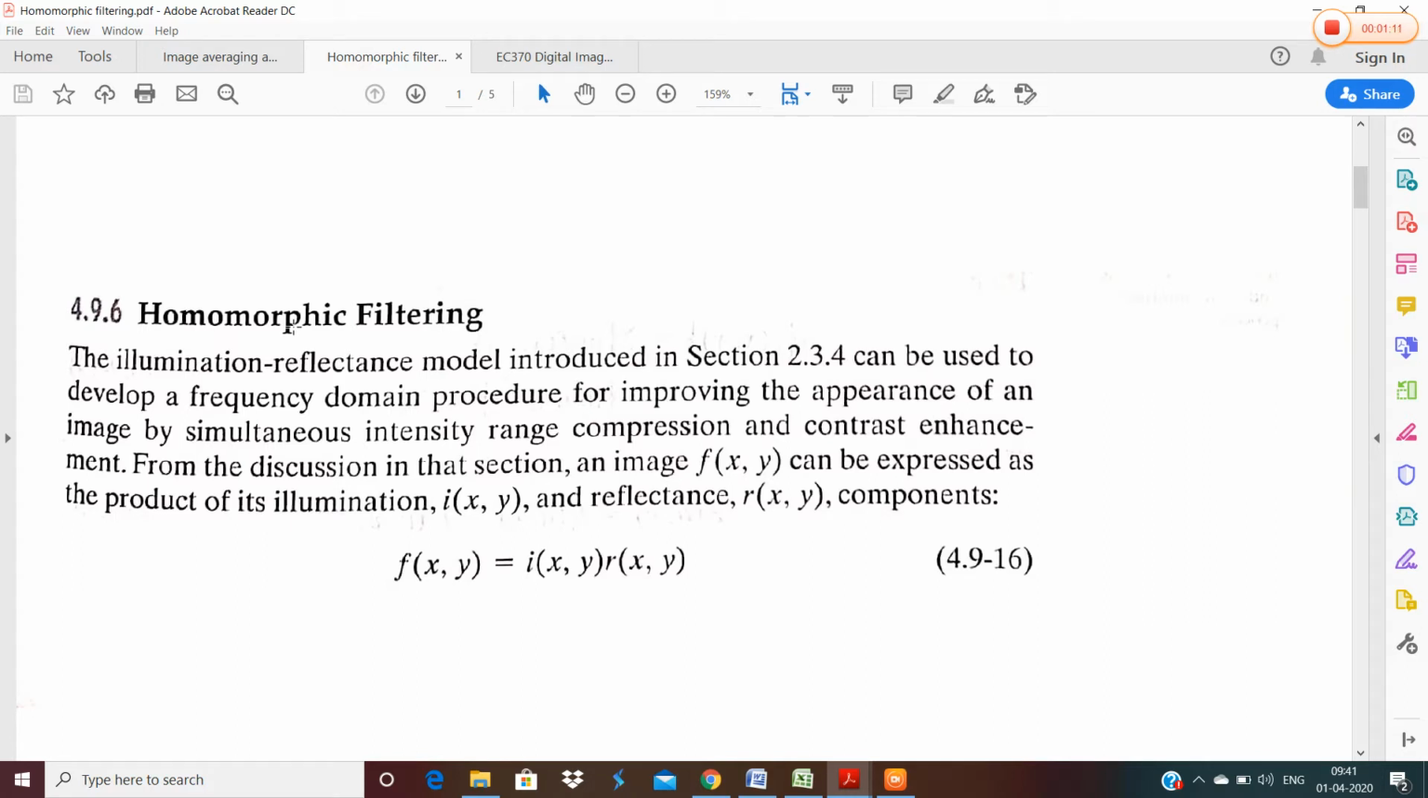Basically, you have a filter and you need to apply it to a nonlinear situation, but you convert that nonlinear situation into a linear one, then apply the filter. Let us see how we are going to do that. Here we consider our illumination reflection model that we discussed in the first module, which means that an image f can be expressed as a product of luminance and reflectance.